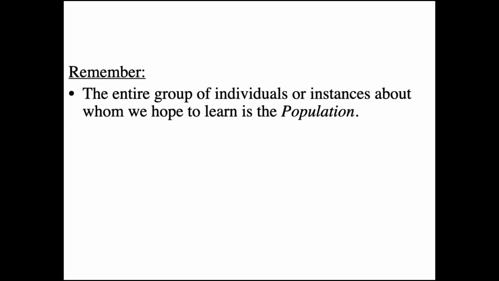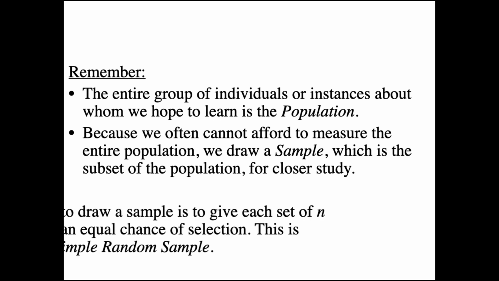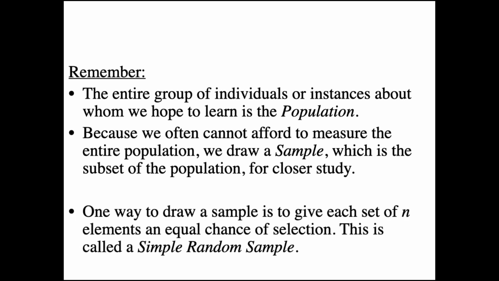Remember that what we've been saying in the past few weeks is that the entire group of individuals or instances about whom we hope to learn, usually in our theory testing, is the population. And because we often can't afford to measure the entire population, we usually work with samples. We draw a sample, which is a subset of the population for closer study. And one way that we can draw a sample is to give each set of n number of elements an equal chance of selection, and this is called then a simple random sample.